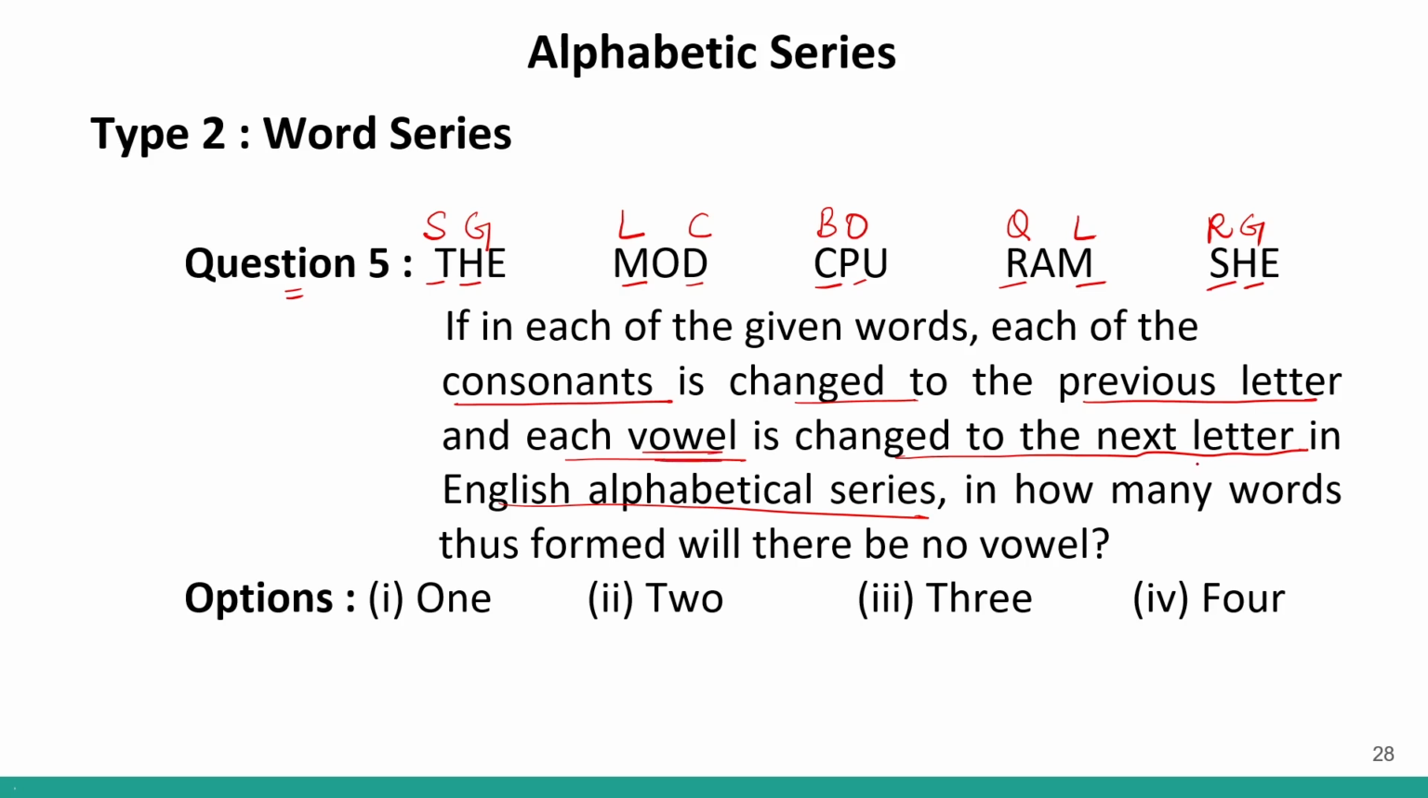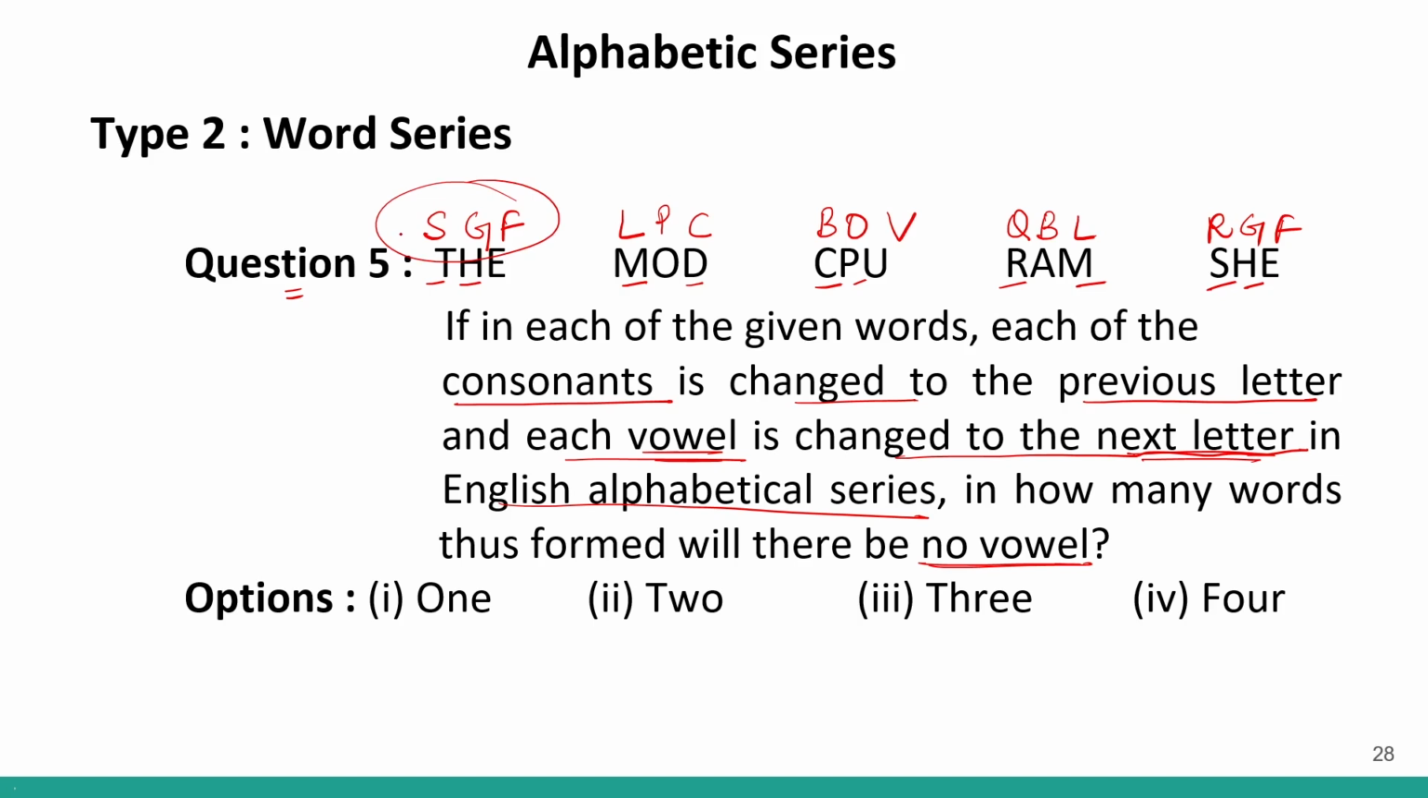Moving to the previous one. Vowel is changed to the next letter. So next letter E, F, O, then P, U, then V, A, B, E and F. Correct? So this will be after rearrangement. We have to find out how many words thus formed will have no vowel. So in how many words is there no vowel?